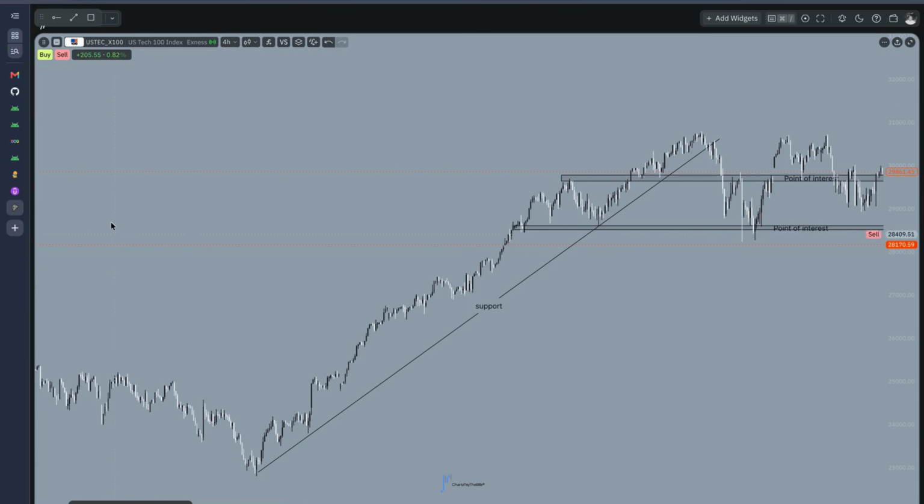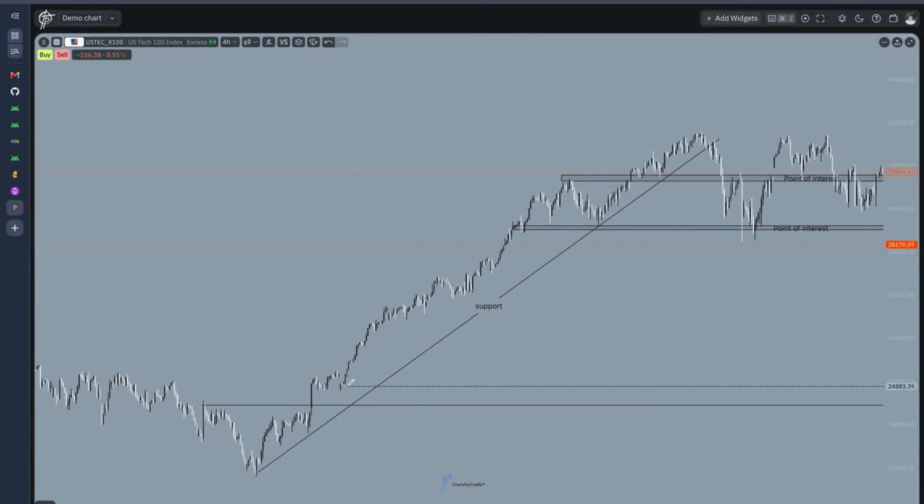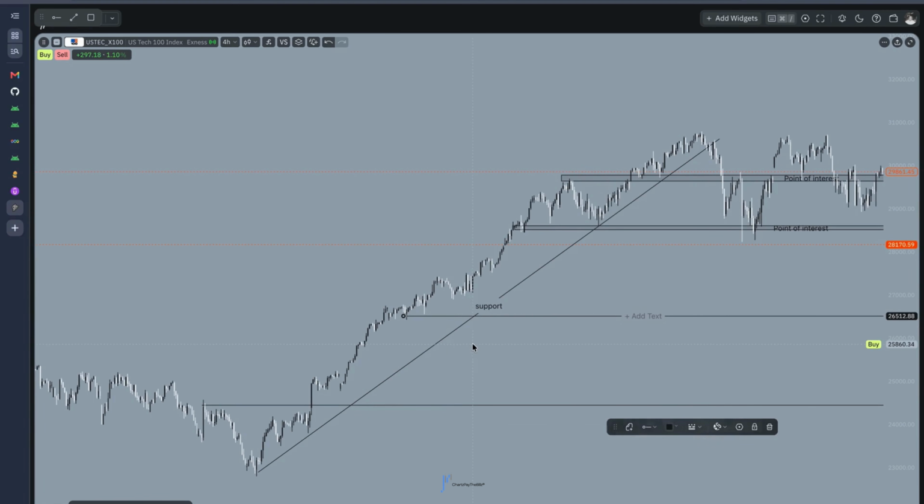I also like using horizontal rays, so let's work with that as well. You'll come here, you click that, say black line. Remember, this color thing is just preference, really. You don't have to complicate it.